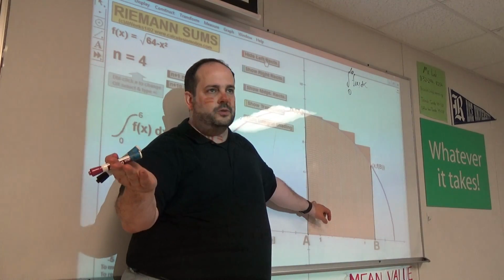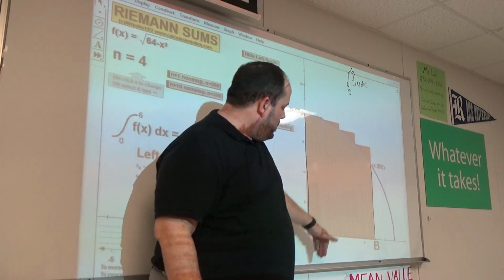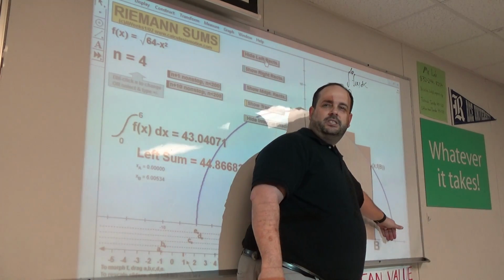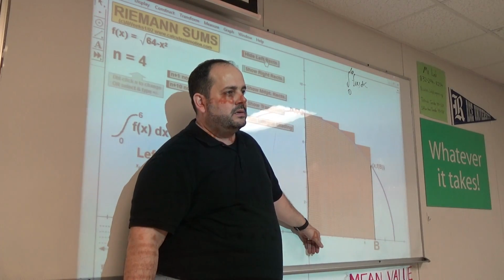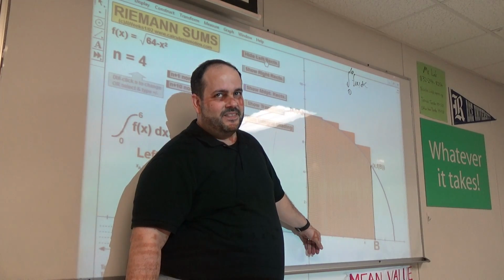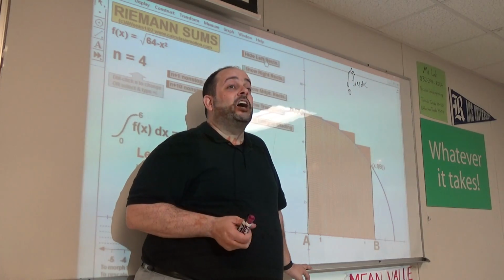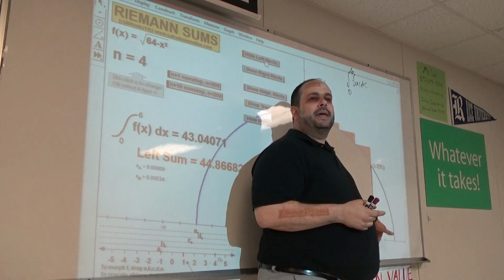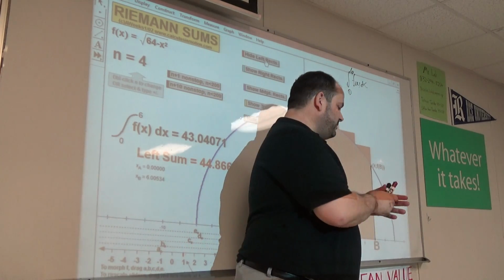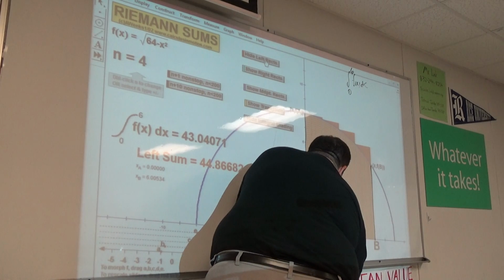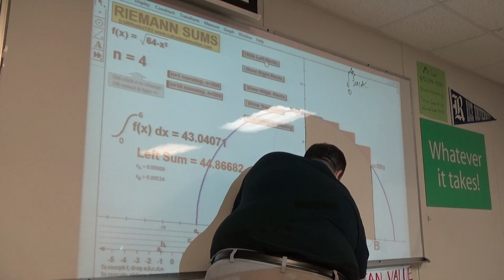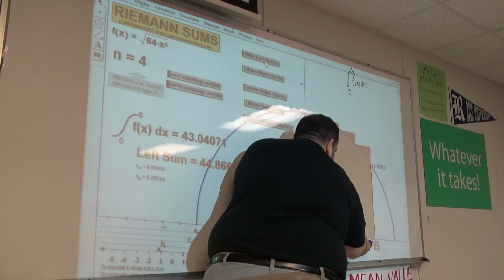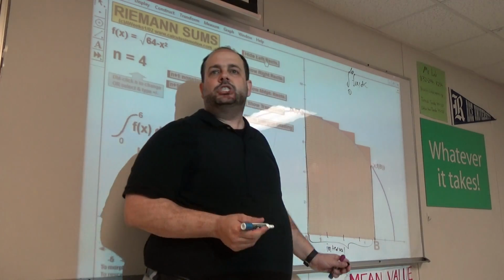And you guys should have in your notes, it looks exactly like this. We were going from 0 to 6. We cut up the interval, but the fancy word I used yesterday was partition. Partition just means I'm chopping up the interval. The interval is from 0 to 6. The partition is how I'm chopping up the interval.